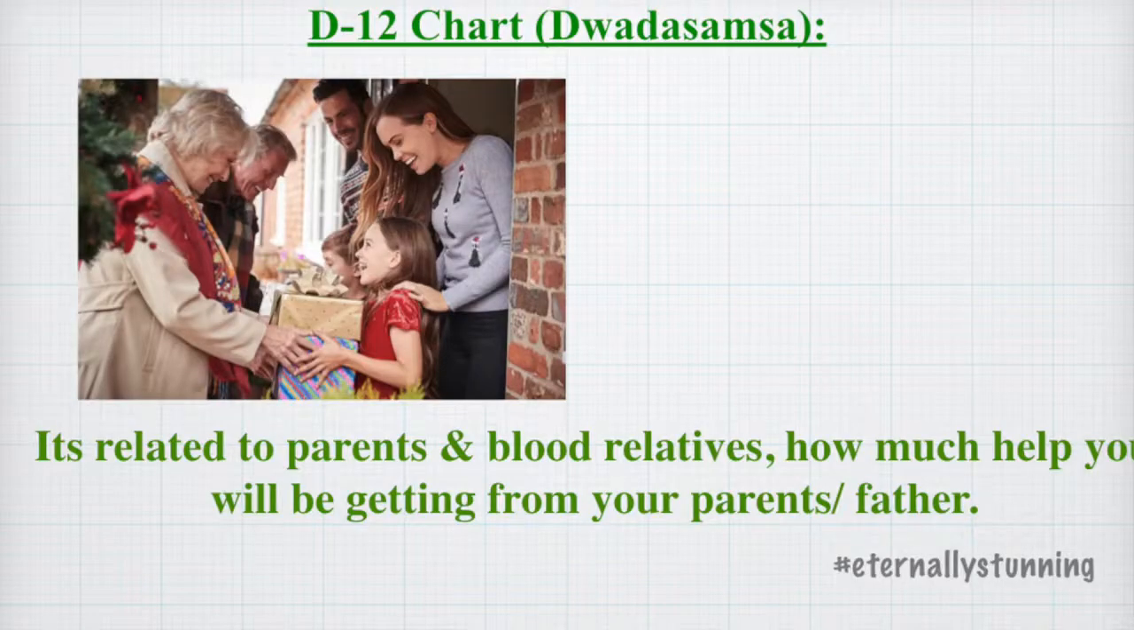And then the last one that I wanted to say a little bit about is the D12 chart, which is known as the Dwadashamsha chart. It explains about our karma. It is said that a native has to deal with past life's karma, plus also the karma of his mother and his or her father. It also gives insights about parents, how much help a native is going to receive from his or her parents, or to be specific, father.